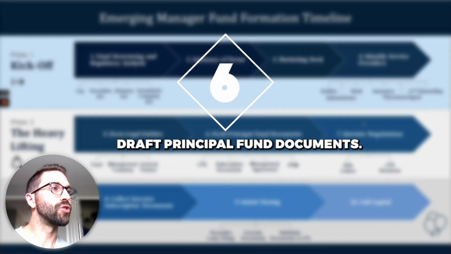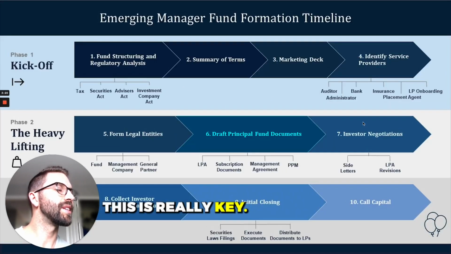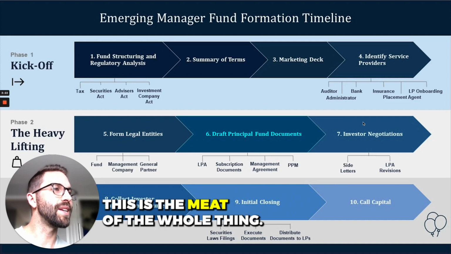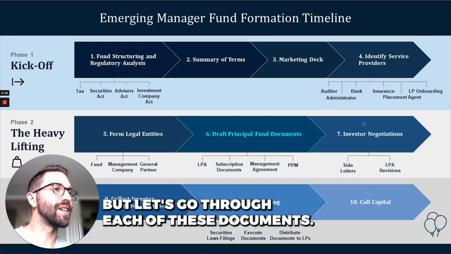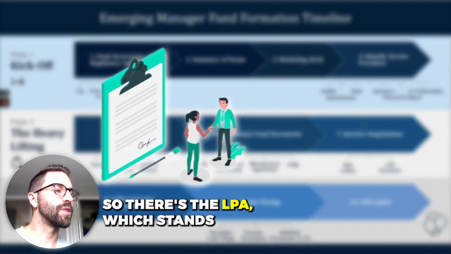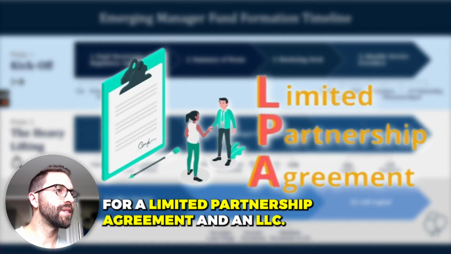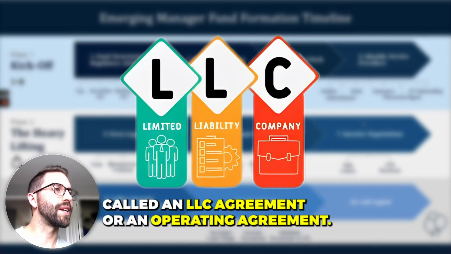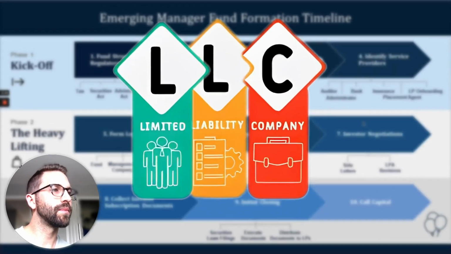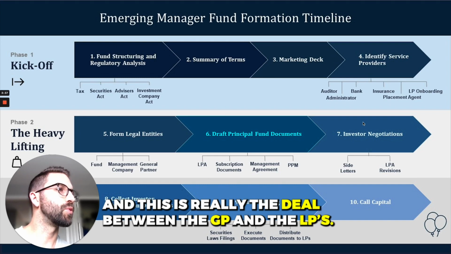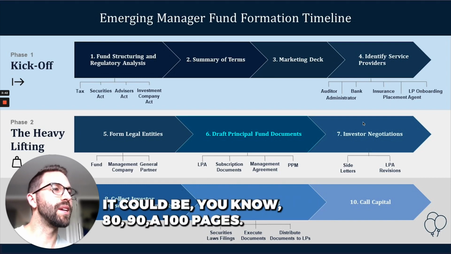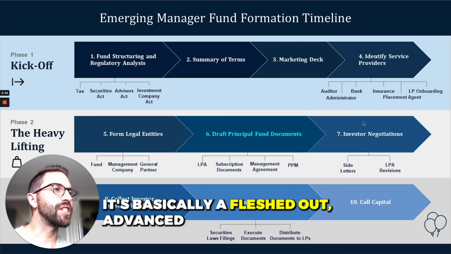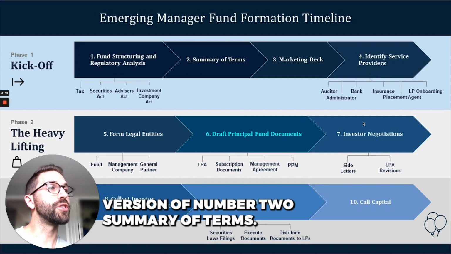Number 6, draft principal fund documents. This is really key. This is the meat of the whole thing. Maybe that's why it's in the middle. Let's go through each of these documents. There's the LPA, which stands for Limited Partnership Agreement. In an LLC, this would be called an LLC agreement or an operating agreement. This is really the deal between the GP and the LPs. It's a pretty long document, it could be 80, 90, 100 pages. It's basically a fleshed out, advanced version of number 2, summary of terms.